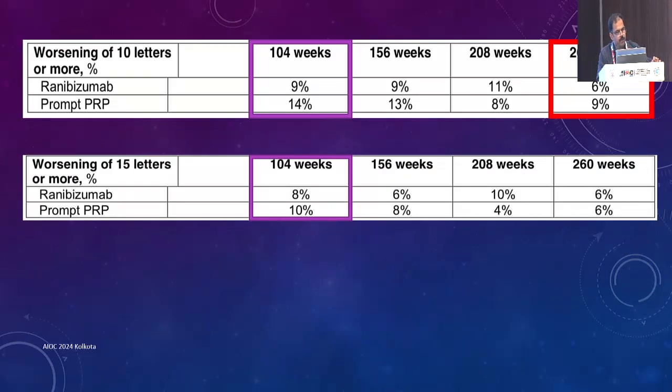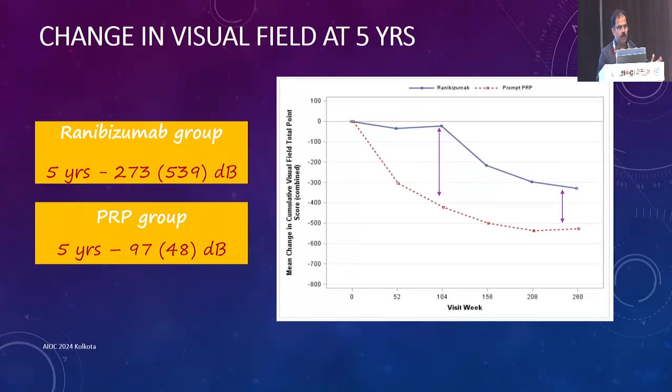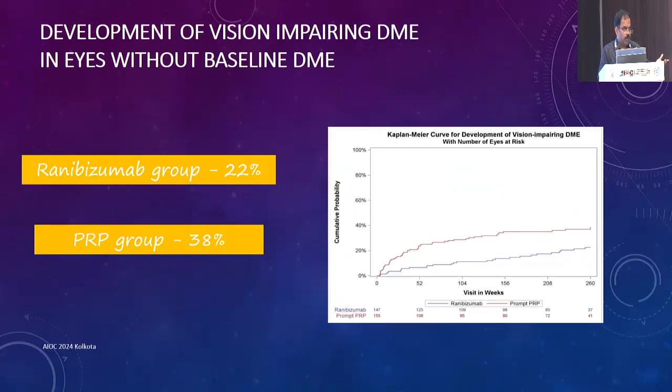Worsening of 10 letters was higher, almost 1.5 times higher in the PRP arm, and 15 letters was about 8% and 10%. By 5 years, it became 6% and 9%, still about 1.5 times higher worsening of 10 letters. All right. Visual field, yes, there was a significant change. The laser arm had worse visual field than the ranibizumab arm. But at 5 years, there was some change in the ranibizumab arm as well.